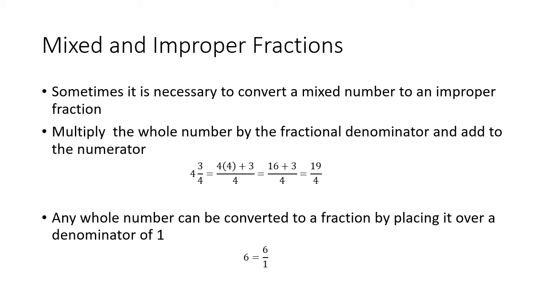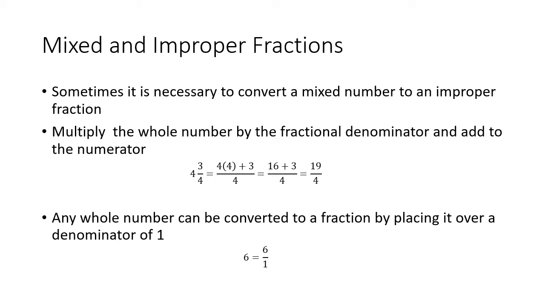Before getting into arithmetic operations of fractions, let's take a closer look at mixed and improper fractions. It is sometimes necessary to convert a mixed number to an improper fraction. To do this, we multiply the whole number by the fractional denominator and add the numerator. In an example, 4 wholes and 3/4, or 4 3/4, is equal to 19/4. These are equivalent fractions.